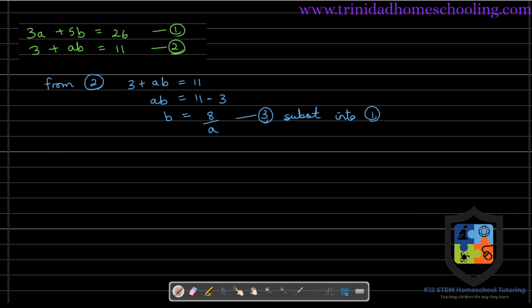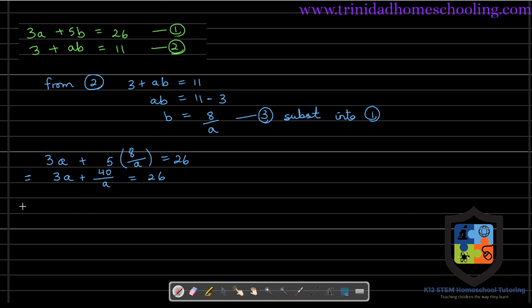So this will be 3a plus, wherever I'm seeing b, I'm going to put in 8 divided by a. So that's 5 multiplied by 8 divided by a, which is equal to 26. Now I'm going to solve for a. I need to move this a from the denominator. First, we're going to expand that bracket. So this will be 3a plus 5 multiplied by 8 will give me 40 divided by a, which is equal to this 26 here.